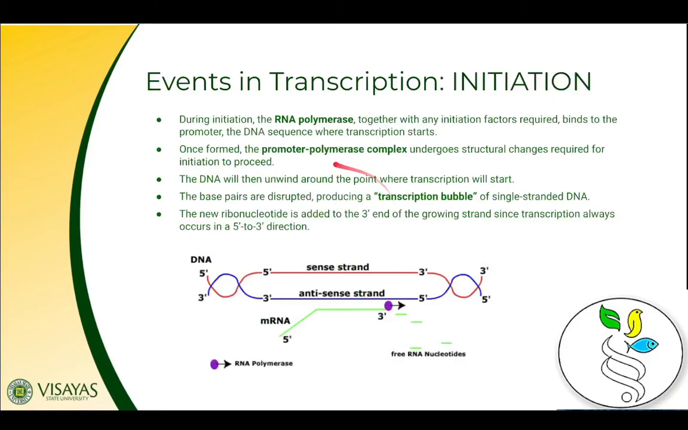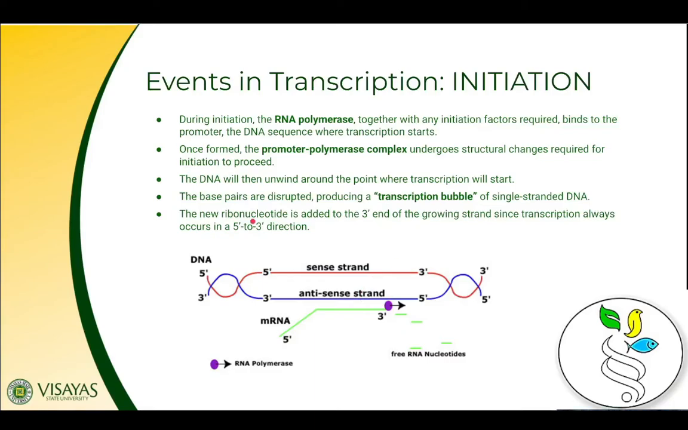During initiation, the RNA polymerase, together with any initiation factors required, which help in the transcription process, binds to the promoter, the DNA sequence where transcription starts. So it's very important that there is a promoter region in a gene. Otherwise, the initiation factors will not be able to locate where to start the transcription process. Once formed, the promoter-polymerase complex undergoes structural changes that are required for initiation to proceed.